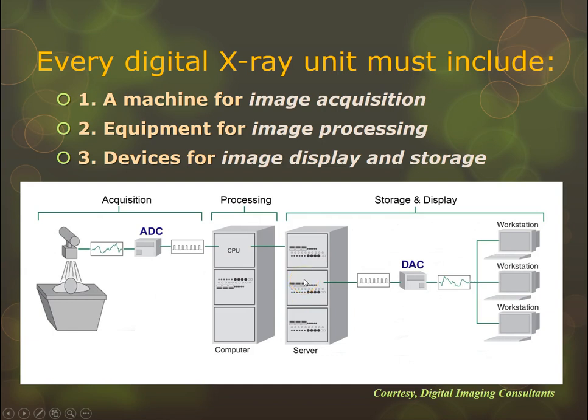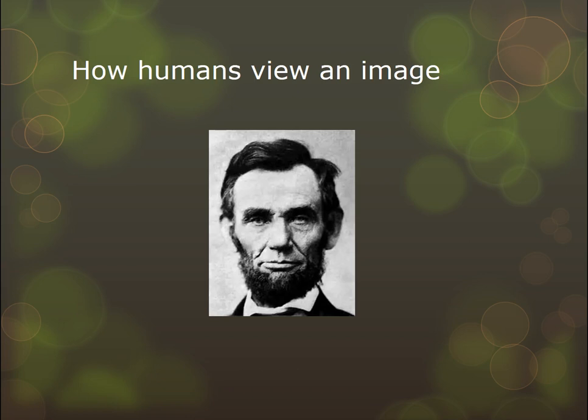When it comes up on the workstation to view, it has to go through that same process again, going from digital back to analog. So three components: image acquisition, image processing, storage and display, and it has to be converted from analog to digital and then from digital back to analog. So let me explain how that works and what I mean by that.